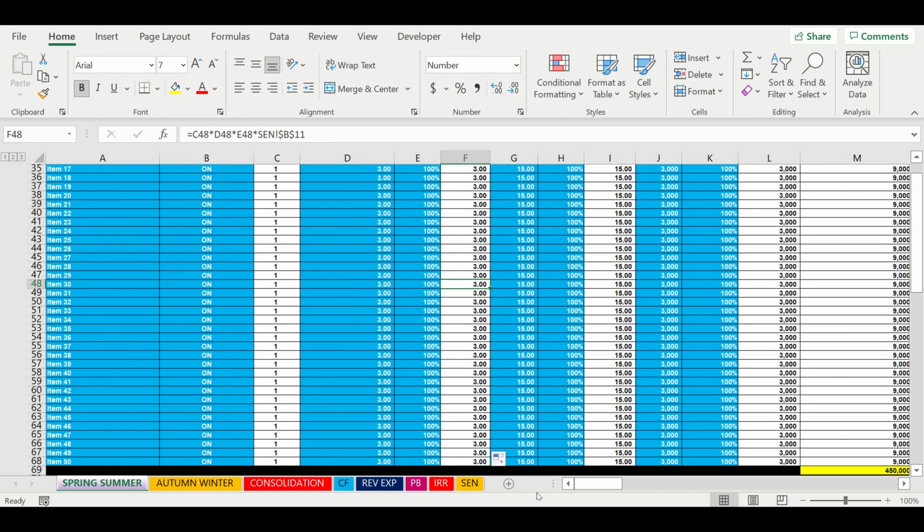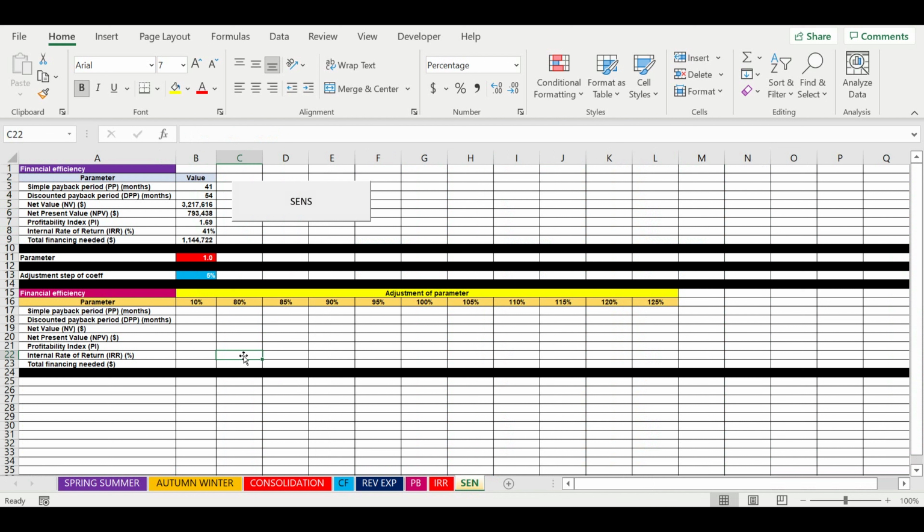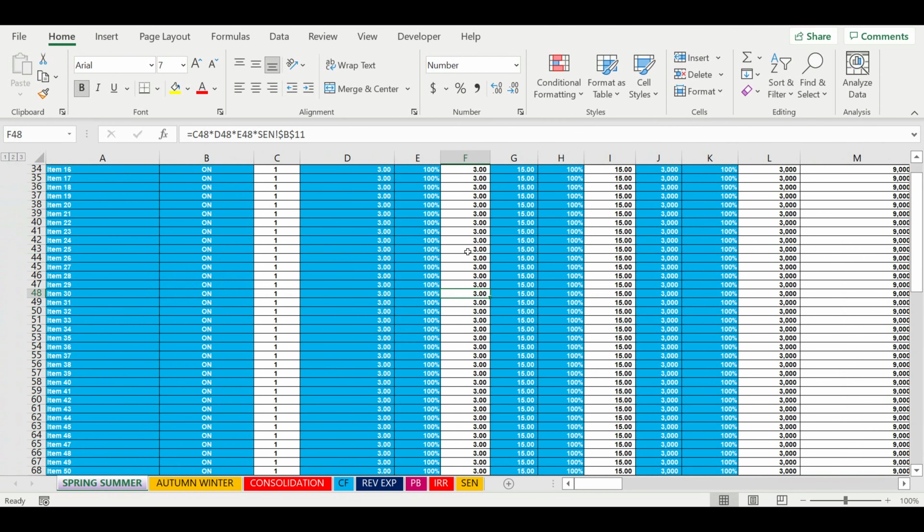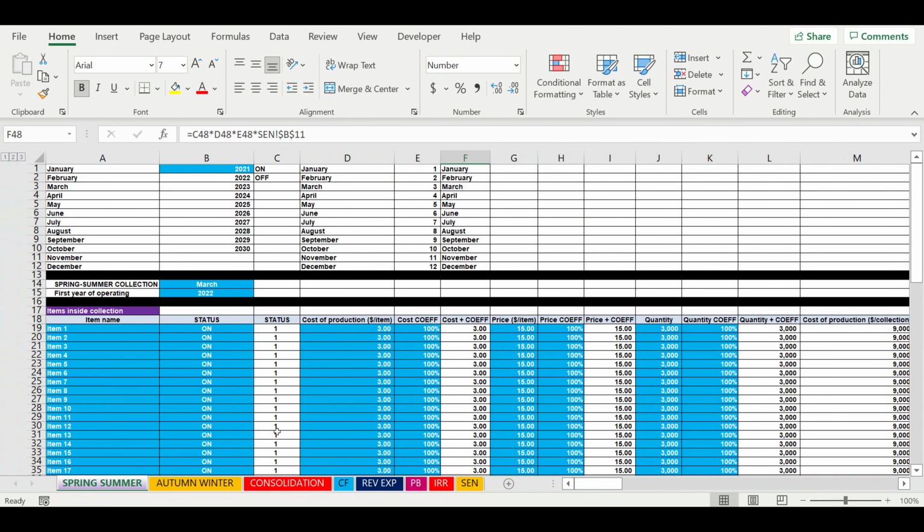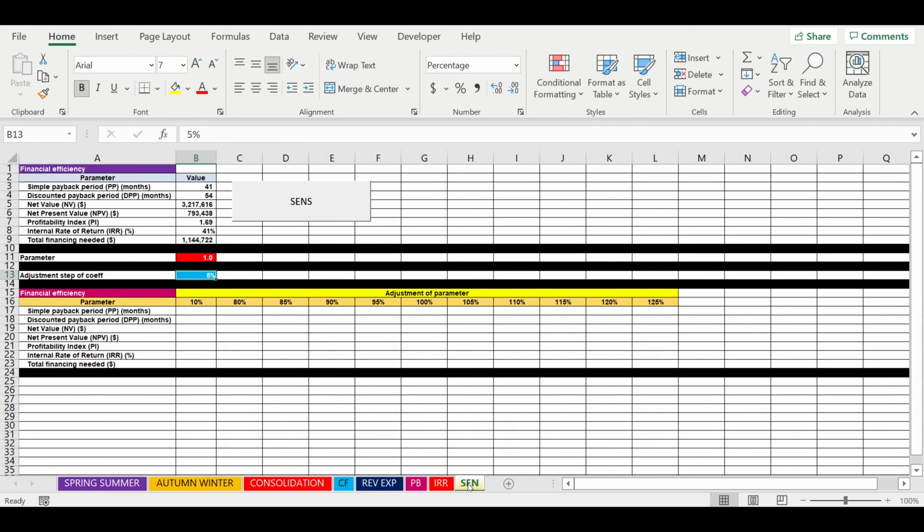Then we go to the sensitivity analysis spreadsheet, and we set up the step of adjustment, increase or decrease, let it be 5%. And then we press the sense button to see how the cost of production affects the financial efficiency of your business idea.